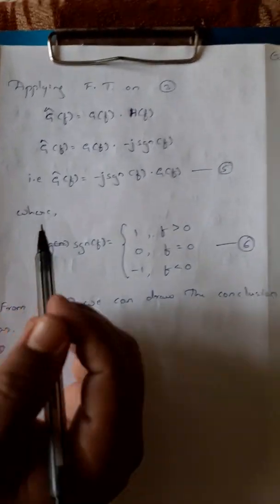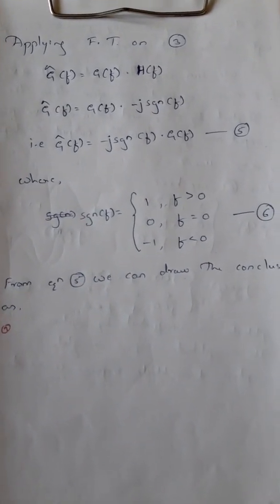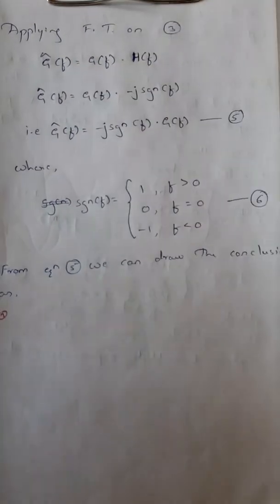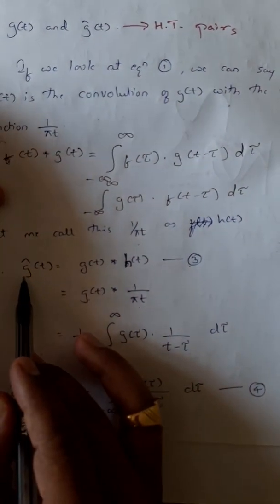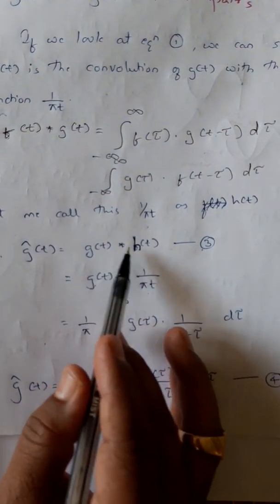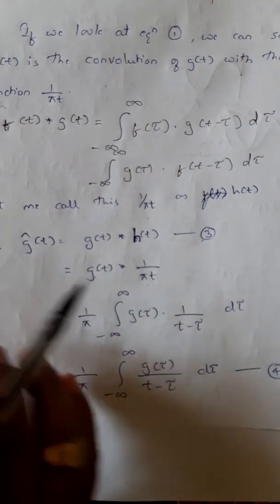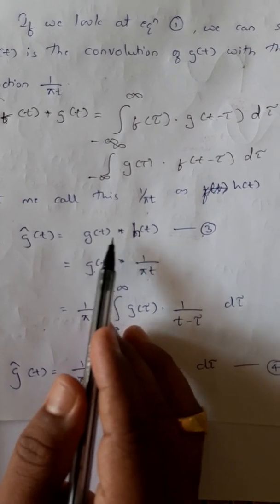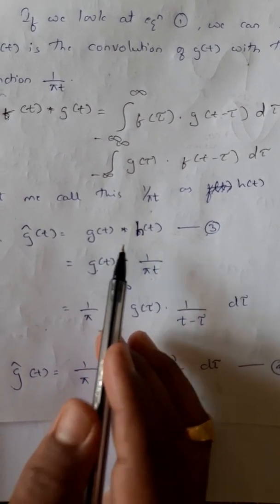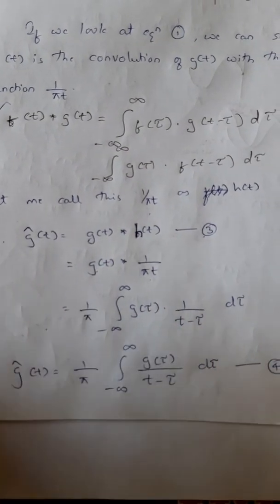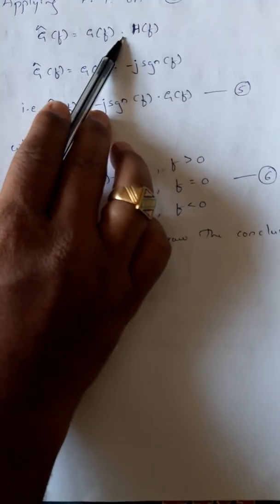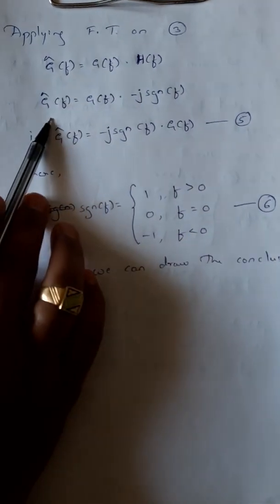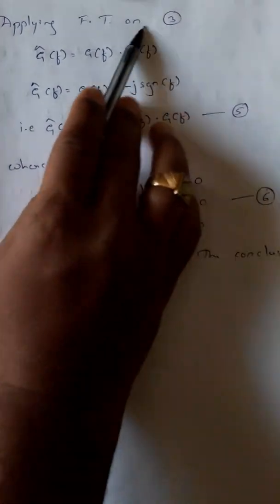So I already defined the equation for the Hilbert transform. I'll apply the Fourier transform to equation number 3. What is equation number 3 here? Equation number 3 is g cap of t is equal to g of t convolved with h of t. If I apply the Fourier transform to the convolution, what will happen? In the time domain, if it is a convolution, in the frequency domain it will be multiplication. You already know this. So g cap of f is equal to g of f into h of f.